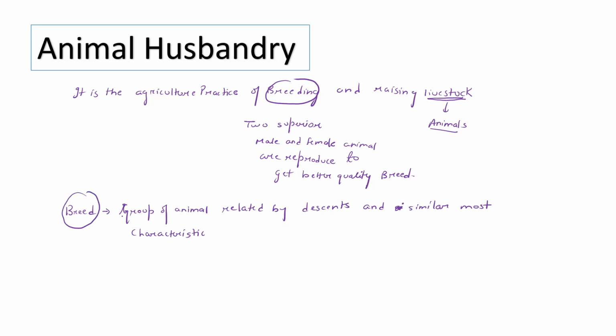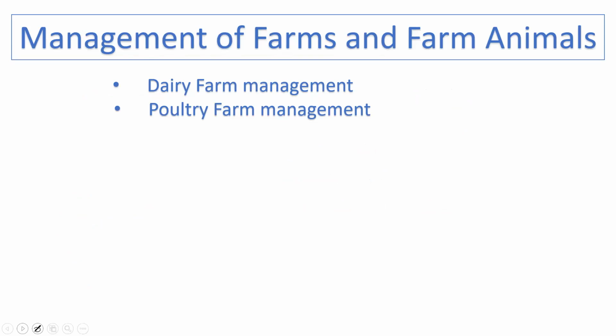We have different superior quality breeds which produce high yield milk, high quality vitamin A rich milk, and there are some breeds which produce rich protein. So there are different breeds of animals. First we will learn management of farms and farm animals. First is dairy farm management.